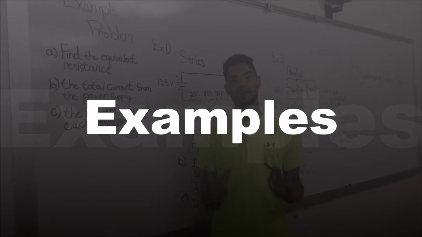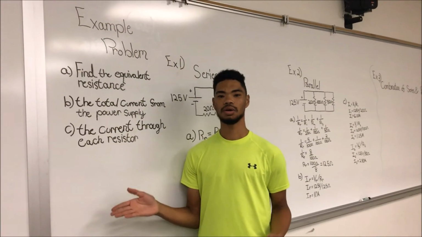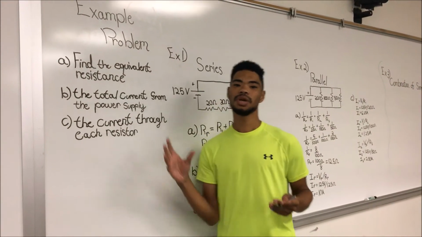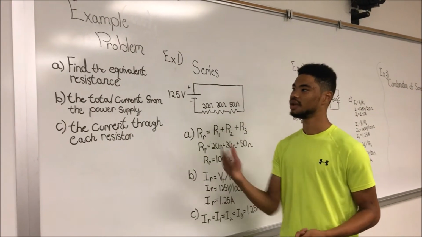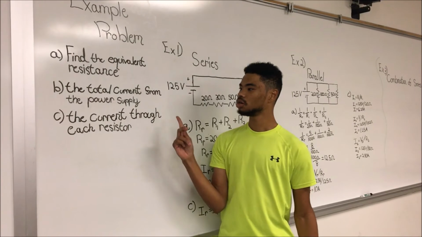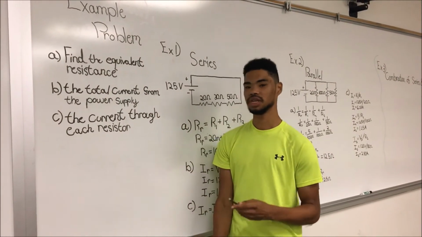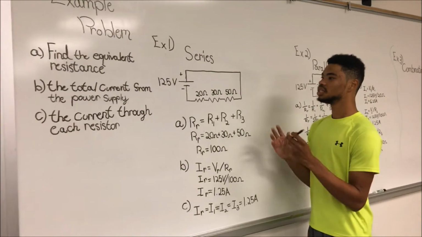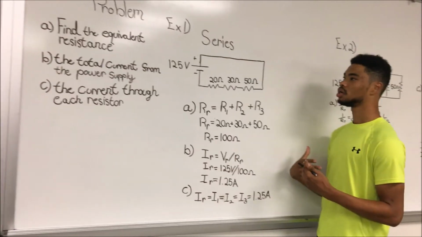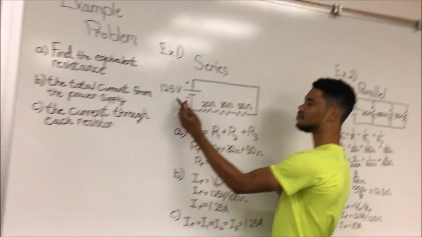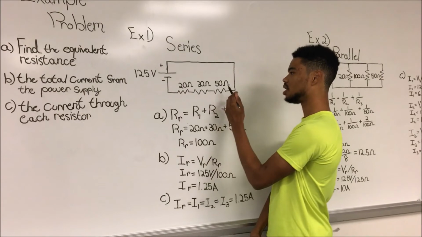What you just learned from Kamal Hussein was how to use the formulas. We're going to put the formulas into effect to solve problems and find the equivalent resistance, the total current from the power supply, and the current through each resistor. In a series circuit, we have 125 volts, 20 ohms, 30 ohms, and 50 ohms throughout the whole circuit.